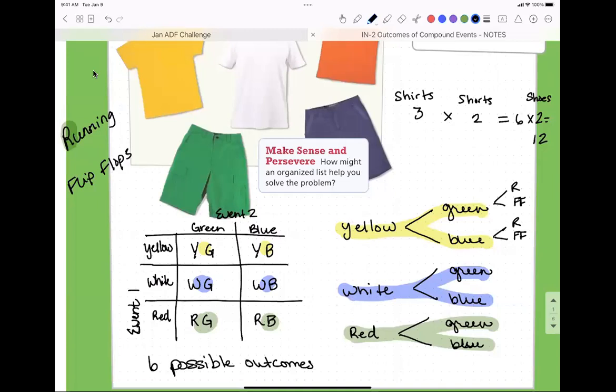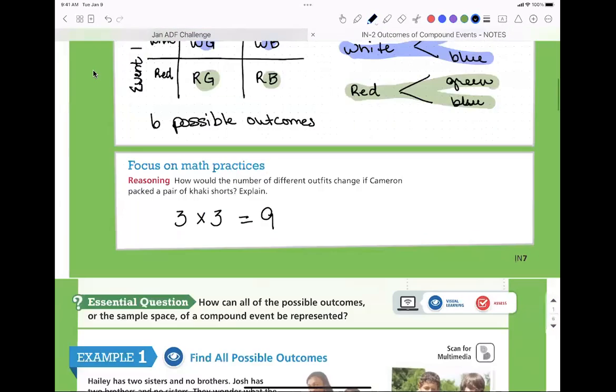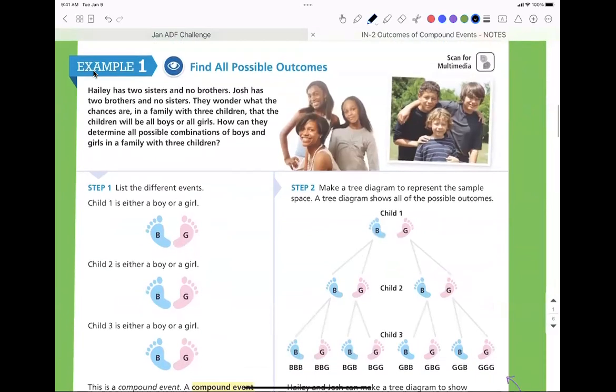Now when we see it in the notes, I'm going to refer back to our shirt and shorts question. Now, before we turn the page, it says, how would the number of different outfits change if Cameron packed a pair of khaki shorts as well? Now, we're not going to do a table or a tree to answer this. We don't need to. How many possible outfits do we have if he packed a third pair of shorts? Carson? 9. We have the 3 shirts times now the 3 shorts would give us a possibility of 9 outfits. Okay? All right.